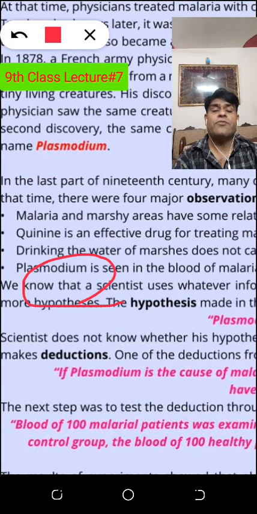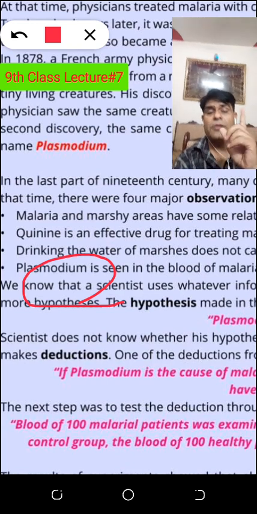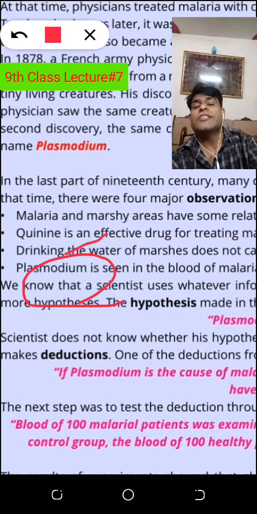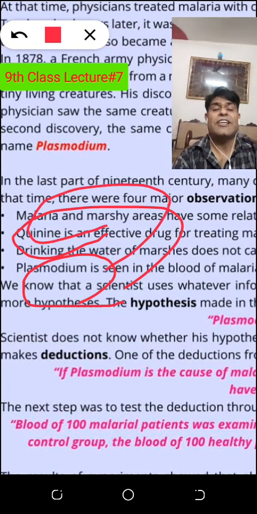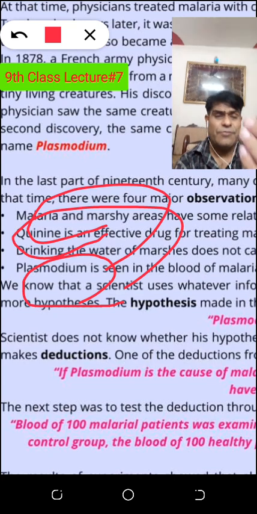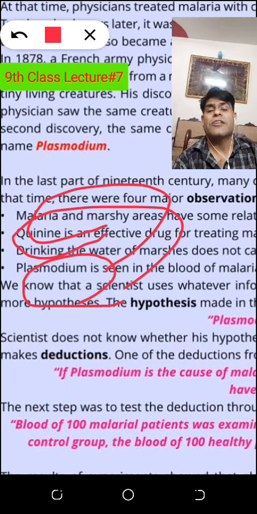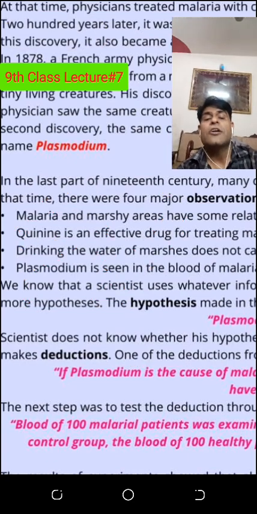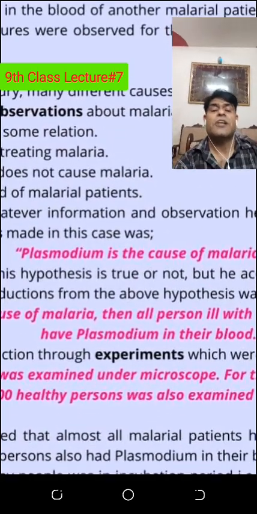Drinking the water of marshy places does not cause malaria. If you are drinking dirty water, malaria will not be caused, because a lot of people were thinking malaria is being caused due to drinking of dirty water, so that hypothesis was rejected. Quinine is an effective drug, that is also very good. Malaria and the marshy, dirty areas where the water is dirty, that is related to each other. When you are living closer to a dirty area, where sewage water is there, malaria will be caused more. So this was actually the observation, and the selection of the hypothesis was that, which hypothesis was selected? Plasmodium is the cause of malaria. That was the hypothesis selected.